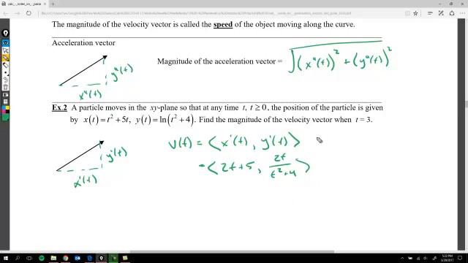They want me to evaluate this at 3, so I need to figure out what's going on with my velocity at 3. I plug 3 in, I get 11. I plug 3 in here, I get 6 over 13. Now we're going to use our Pythagorean theorem again. So my magnitude is going to be the square root of 11 squared plus (6/13) squared. I'm not going to simplify that.